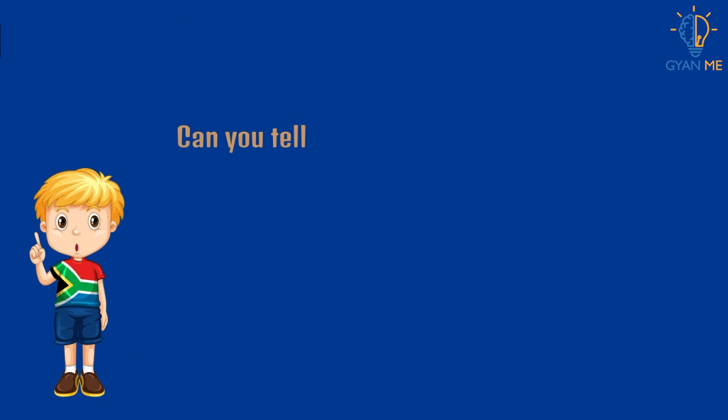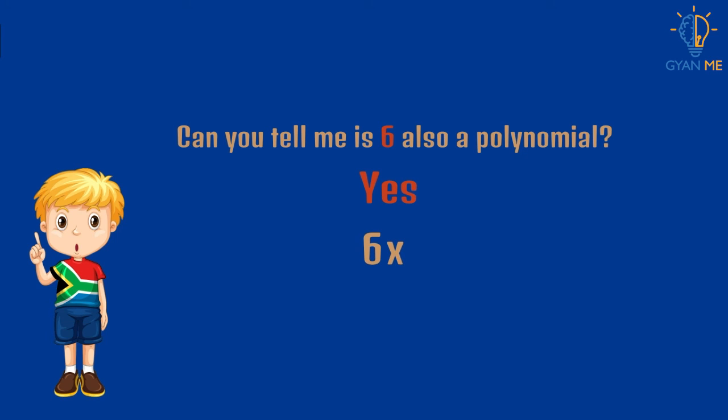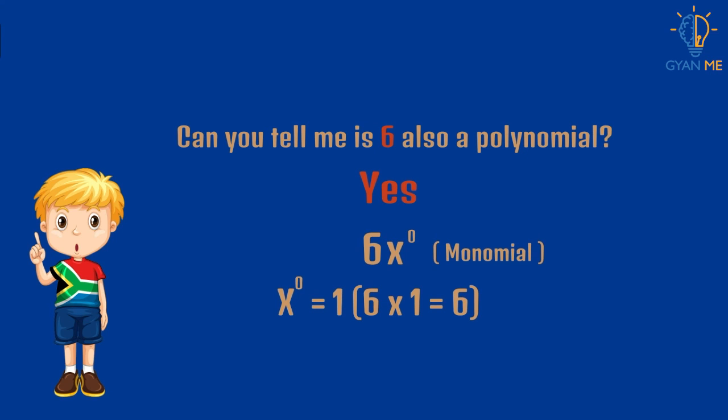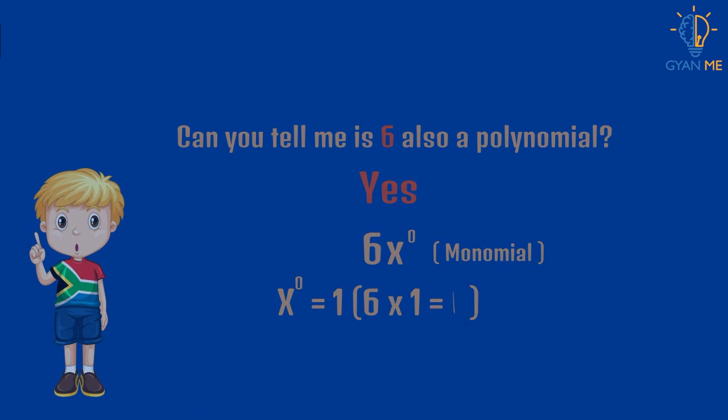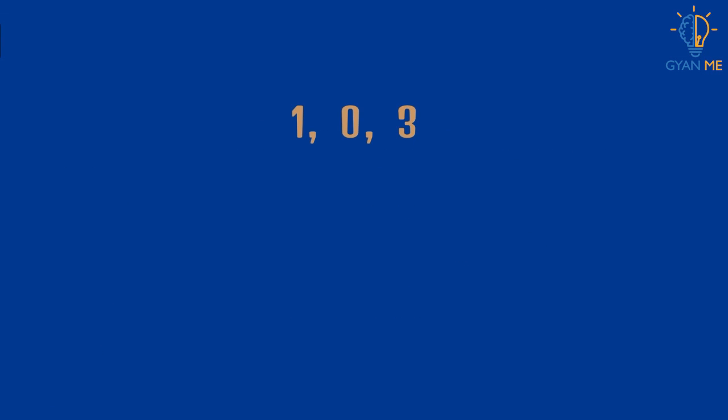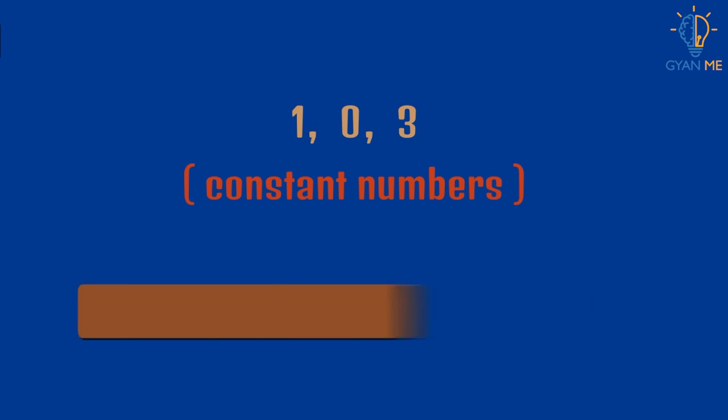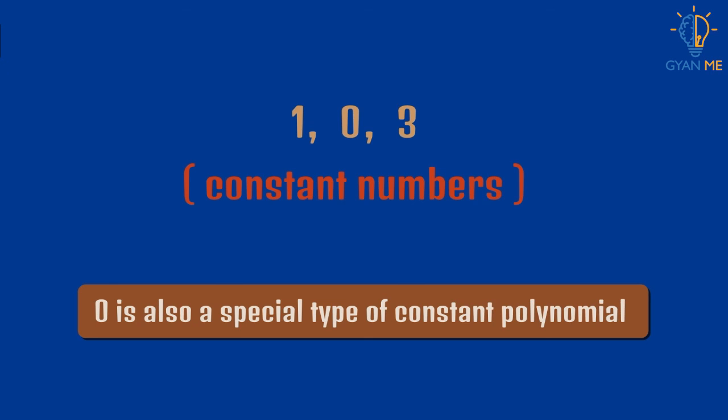Students, can you tell me, is 6 also a polynomial? Yes, we can write 6 as 6x raised to 0. That is a monomial, as x raised to 0 equals 1, that is, 6 into 1 equals 6. Thus 6 is also a polynomial, that too a monomial. But as it is a constant also, it is called a constant polynomial. Similarly, 1, 0, 3, etc. are constant numbers and can be defined as constant polynomials. 0 is also a special type of constant polynomial.